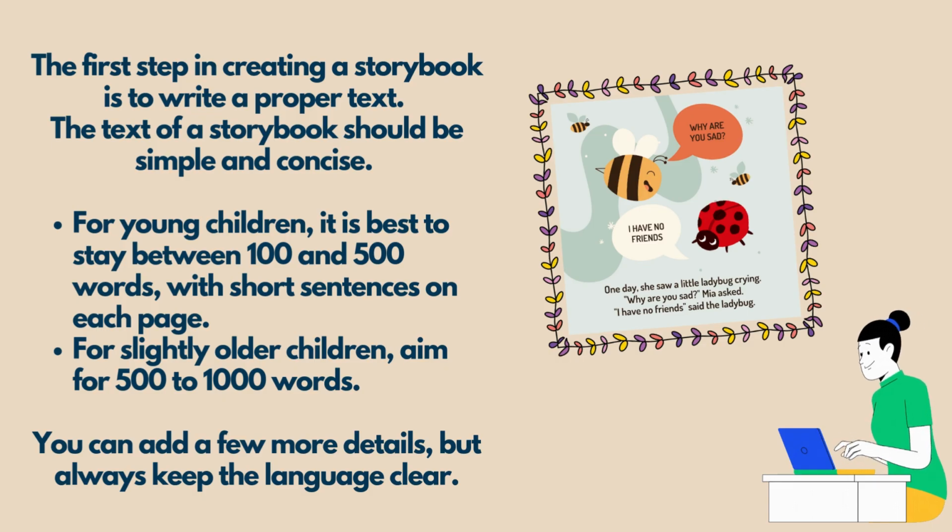The first step in creating a storybook is to write a proper text. The text of a storybook should be simple and concise. For young children, it is best to stay between 100 and 500 words, with short sentences on each page.